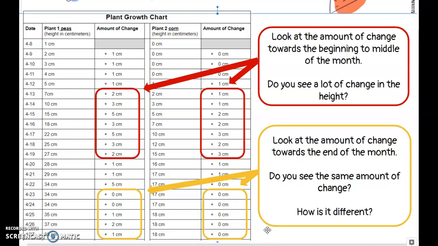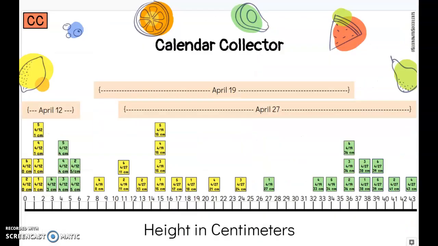So do you think the plants are growing a little more slowly towards the end of the month? Thumbs up or thumbs down? Yeah, I should see a thumbs up. The rate is slowing down. They're not growing as fast towards the end of April.